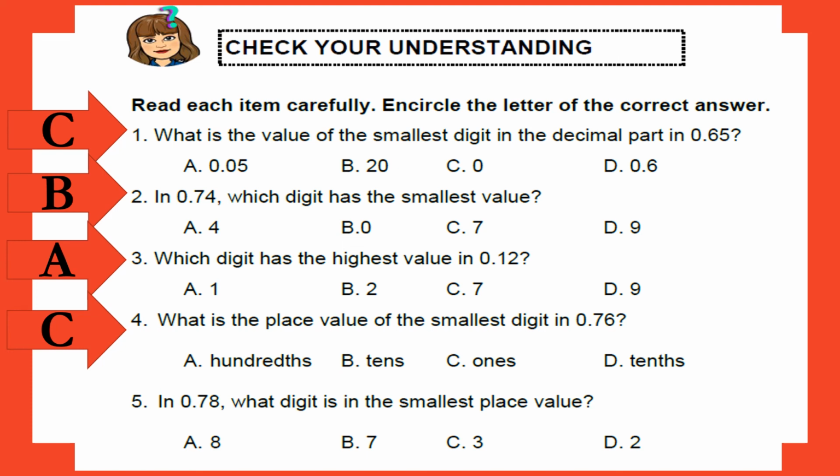Next, lastly, number 5. 78 hundredths. What digit is in the smallest place value? Look for the smallest place value and what is the digit on it? A, 8, B, 7, C, 3, D, 2. Okay, correct. It's A, 8. Because the smallest place value is hundredths.